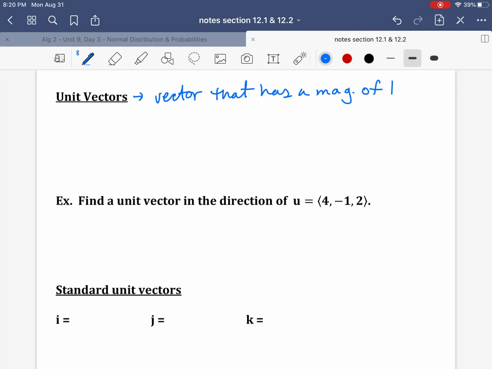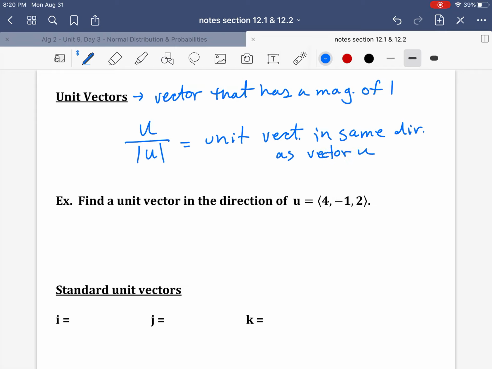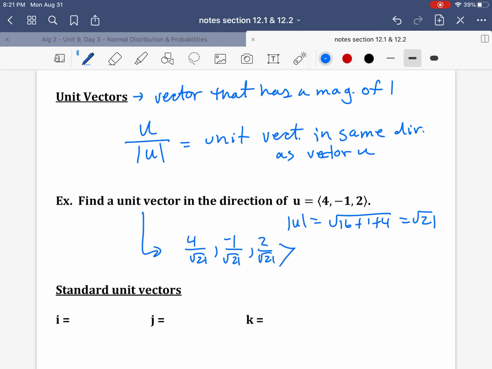So this is what you do. You take your own vector and you divide it by its own magnitude, okay? So this will be a unit vector in the same direction as vector u, okay? All right, so we're going to find a unit vector in this direction. So I need the magnitude, so that would be the square root of 16 plus 1 plus 4, so square root of 21. So it's going to be really ugly, but the unit vector is going to be 4 over radical 21, comma, negative 1 over radical 21, comma, 2 over radical 21.